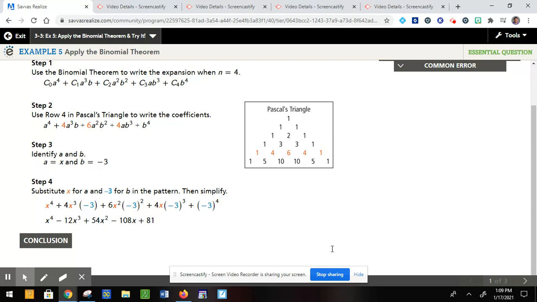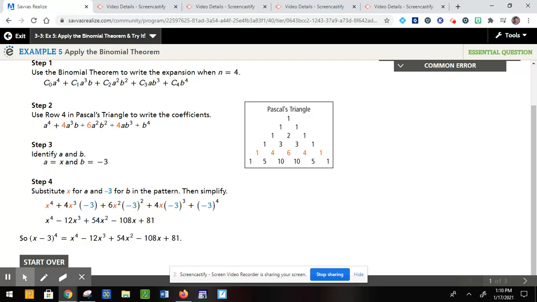Once you substitute those in, you then simplify. So for instance, where it was 4x cubed times -3, you multiply the 4 and the -3 to get -12. That -3 squared became 9. That 9 multiplies the 6 to get that 54. -3 cubed is -27 times 4 is -108. And then that -3 to the fourth is +81. So x minus 3 to the fourth is equal to x to the fourth minus 12x cubed plus 54x squared minus 108x plus 81. Again, you could just do x minus 3 times x minus 3 times x minus 3 times x minus 3. It would take you, I don't know, 10 times longer than using the binomial expansion theorem.